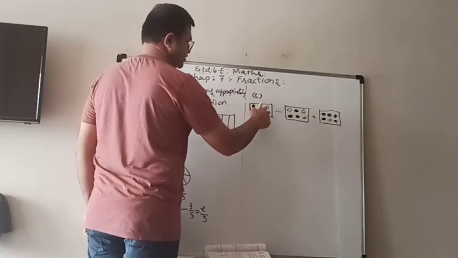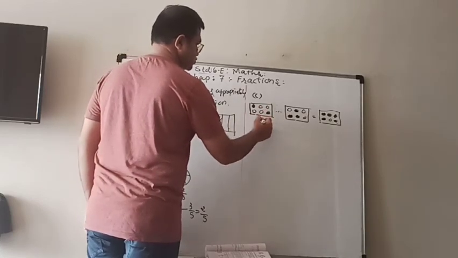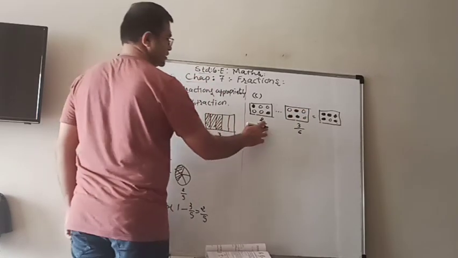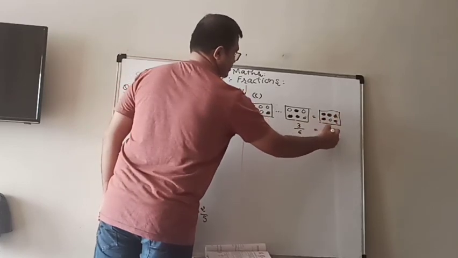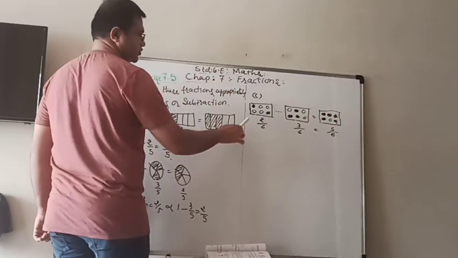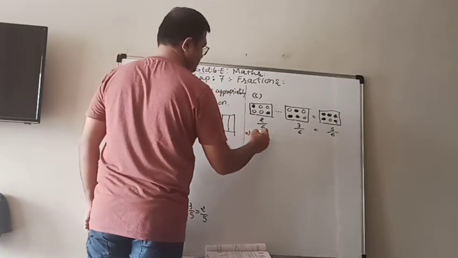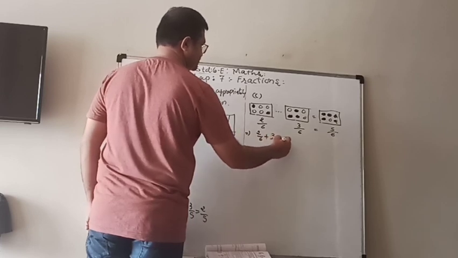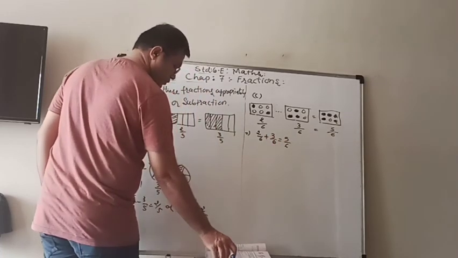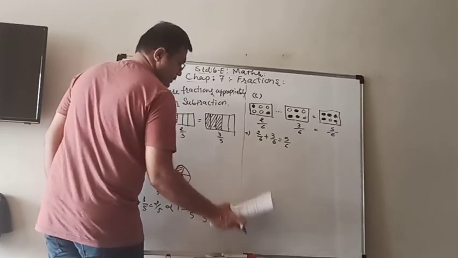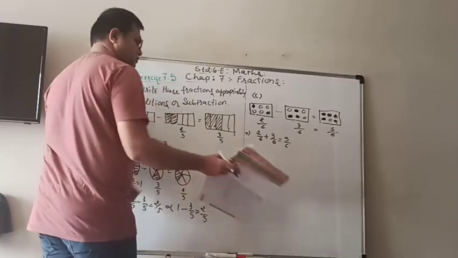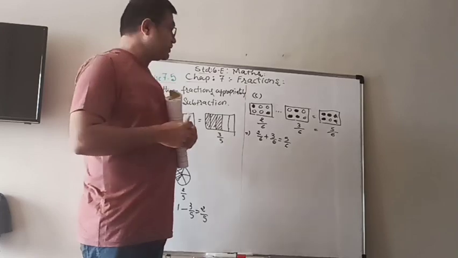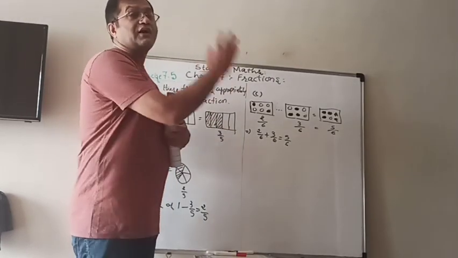So these represent 1, 2, 3, 4 by 6 means 6. 1, 2 means 2 upon 6. Here 6 and 3 upon 6. And that is 1, 2, 3, 4, 5, so 5 upon 6. So here you can see that 2 plus 3 is 5. So your answer is 2 upon 6 plus 3 upon 6 is equal to 5 upon 6. So we can do addition and subtraction of like fractions pictorially also very easily.